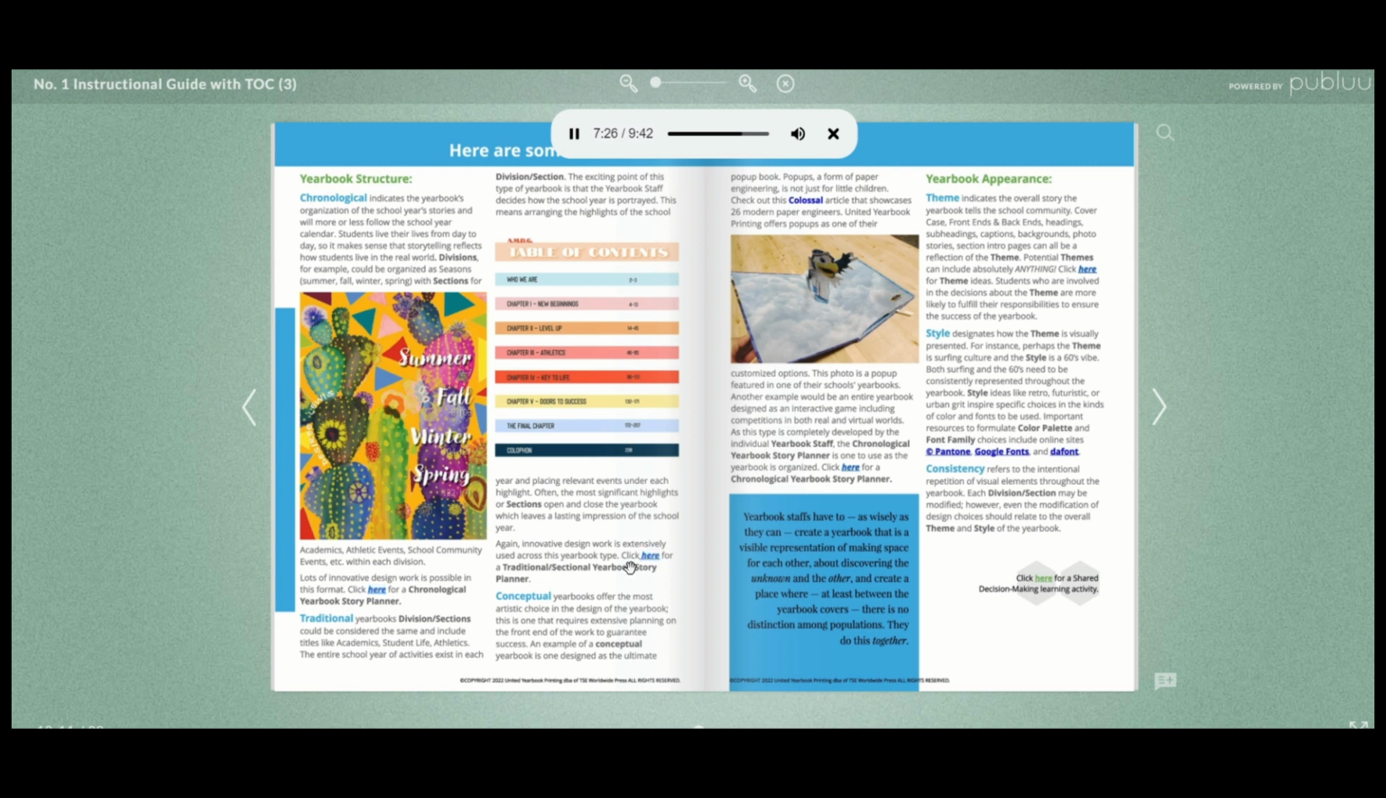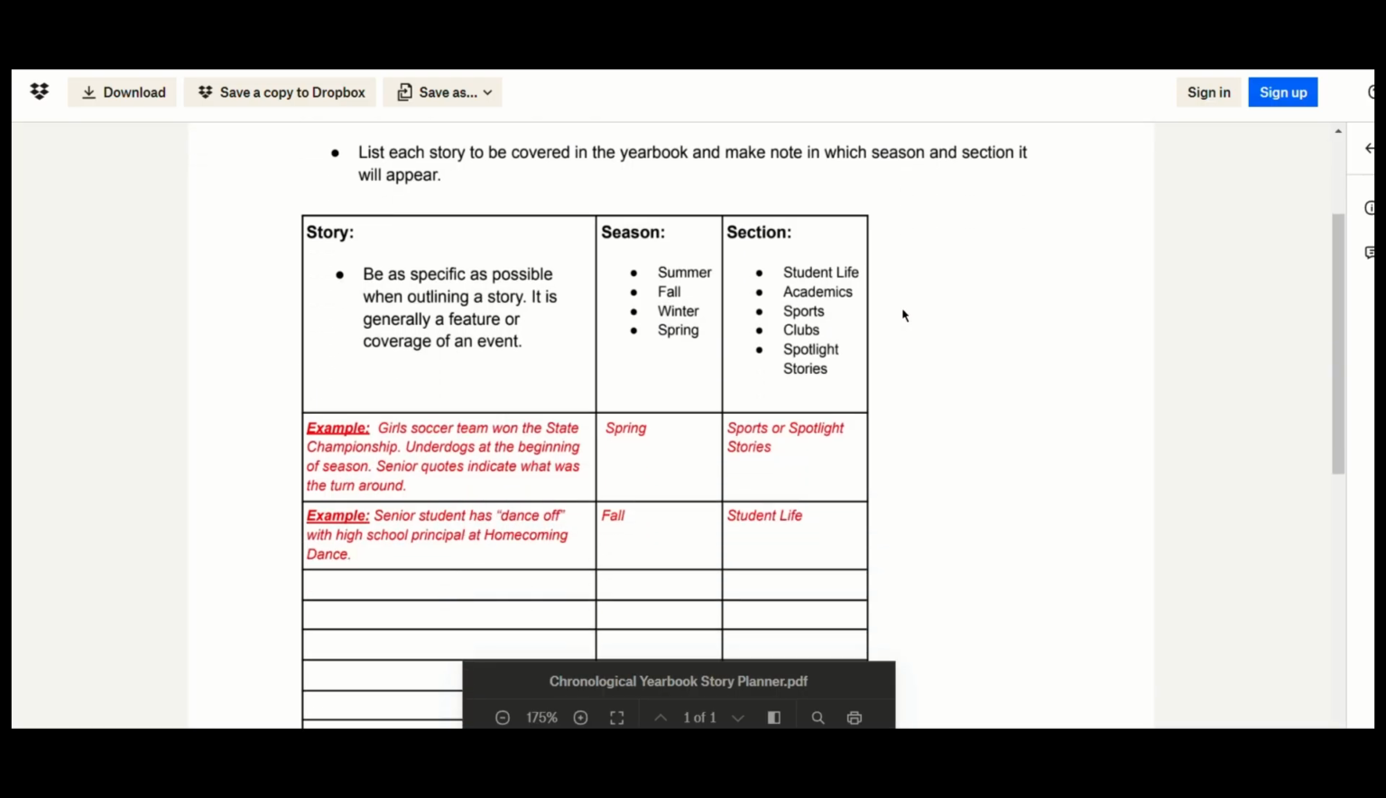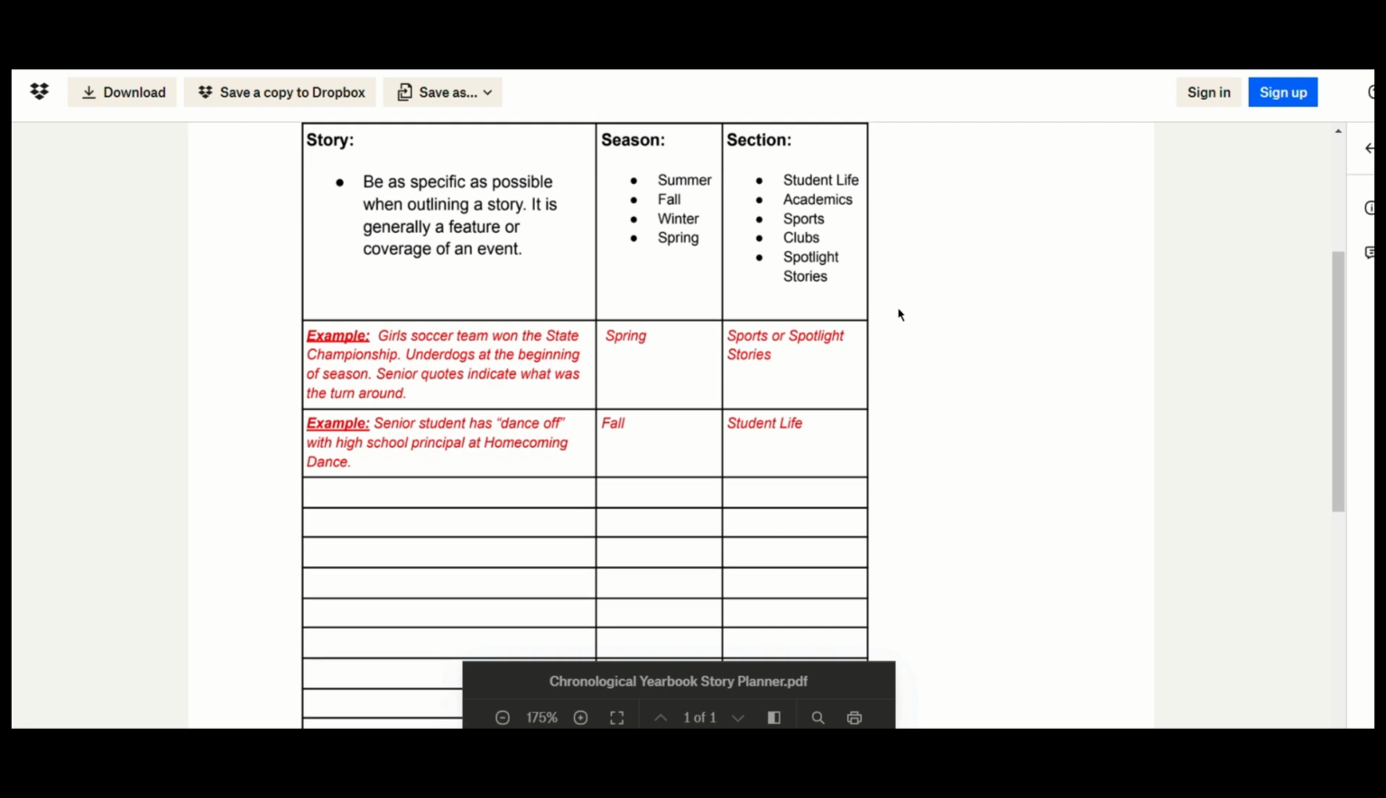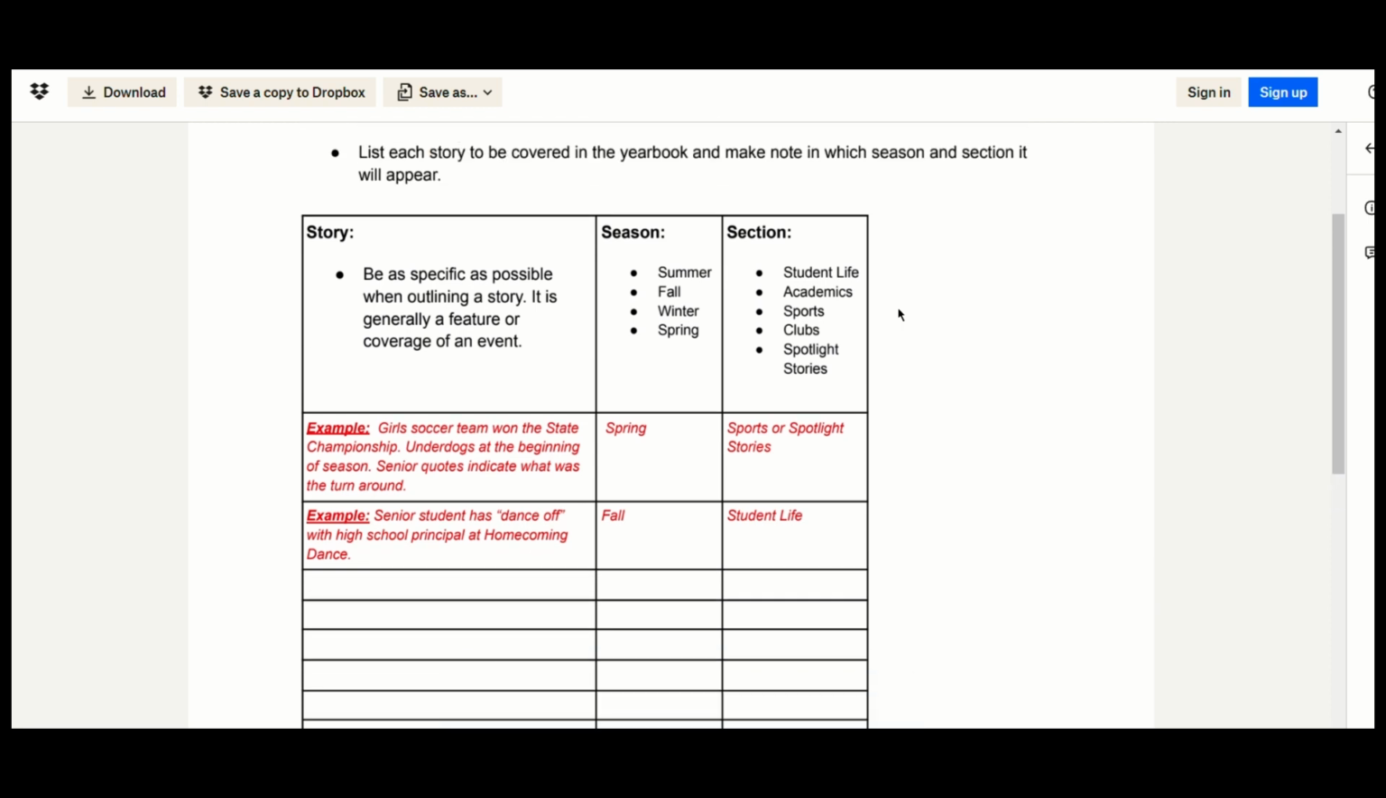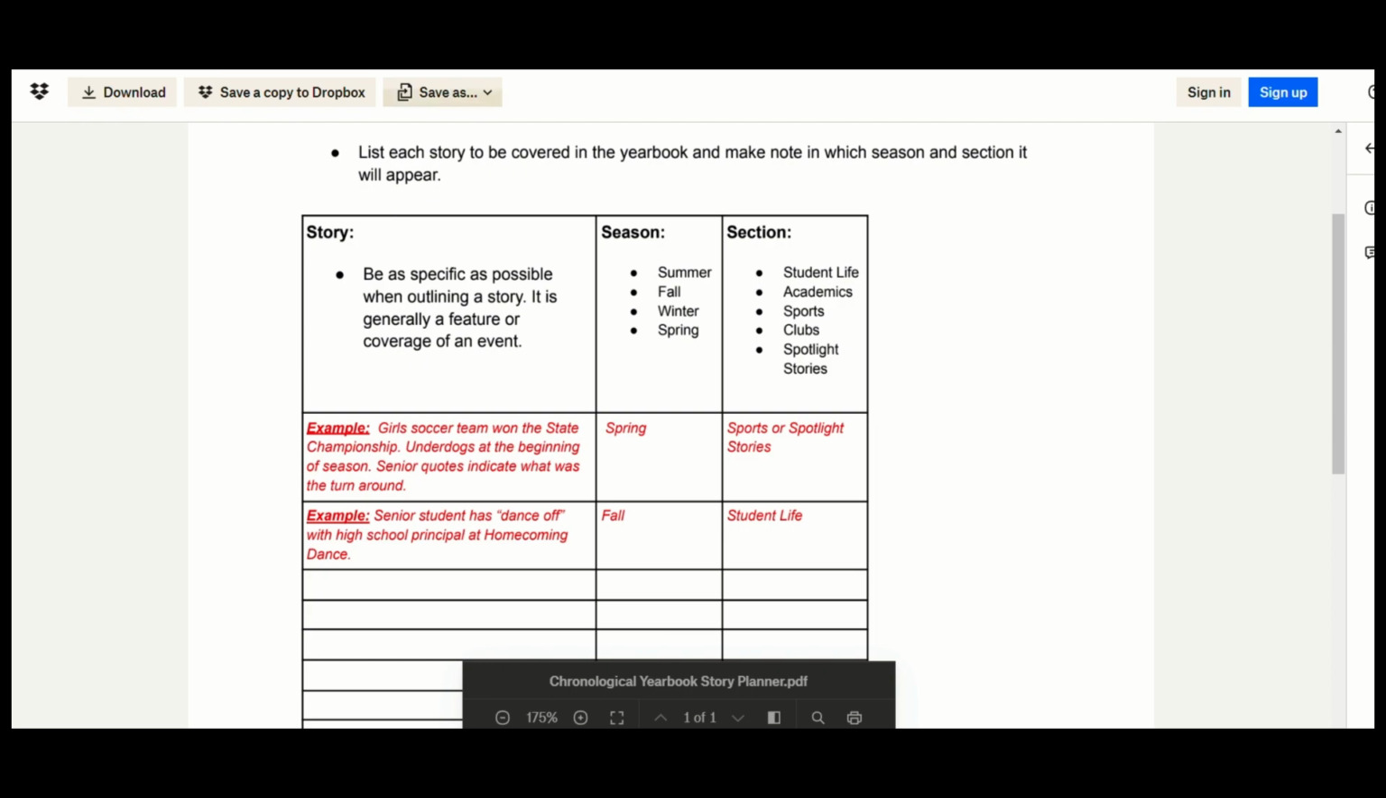As an example, you can see the chronological yearbook story planner breaks up each story that must be included within the yearbook by season and section. This will be helpful as students choose this structure and will keep them organized.